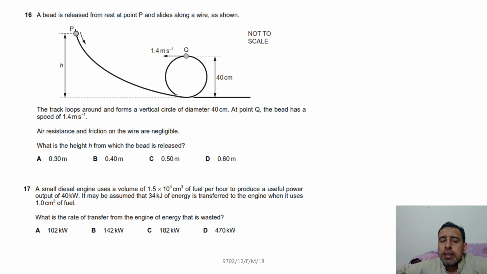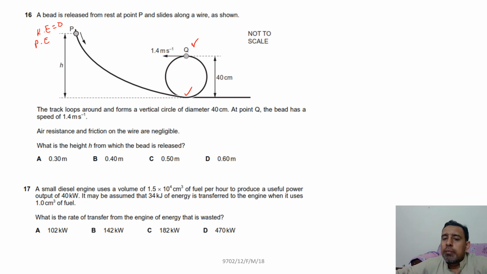Now question number 16. In this question, the bead is released from rest. It means at this point its kinetic energy is 0 because it is at rest, but it has potential energy, which is mgh. But when this bead is rolling down over there, at this point all of its potential energy changes to kinetic energy, but again it is getting some height and comes over here at point Q.